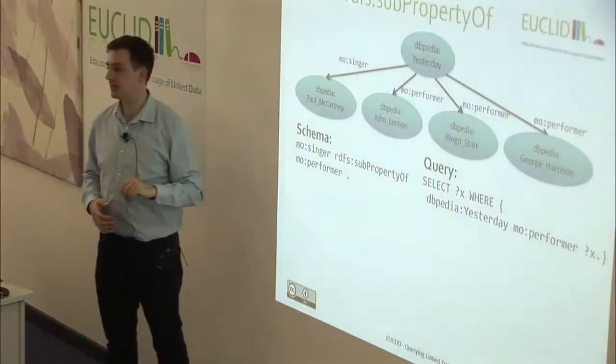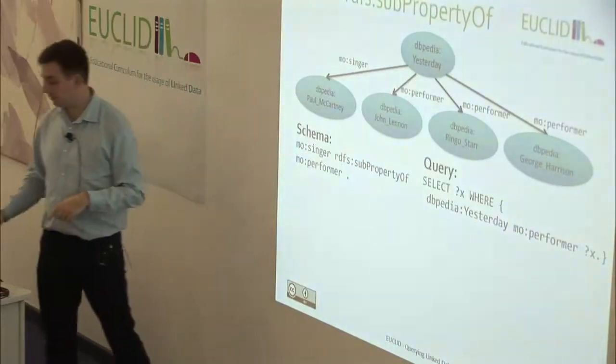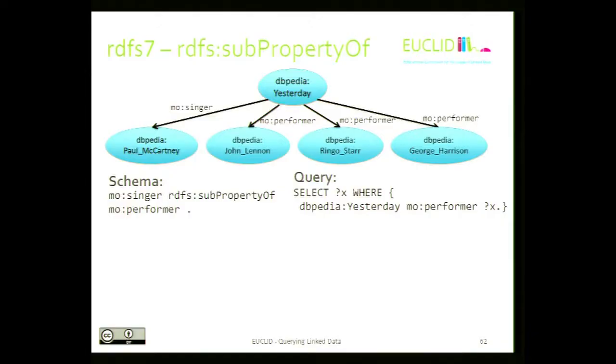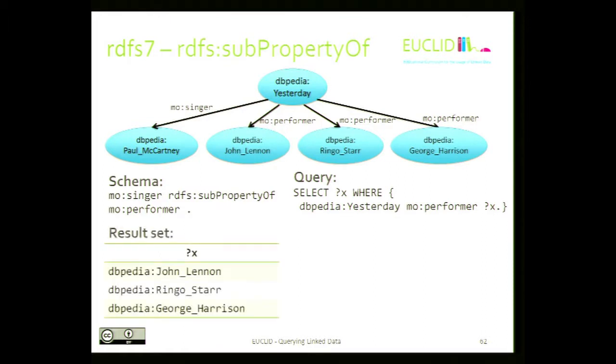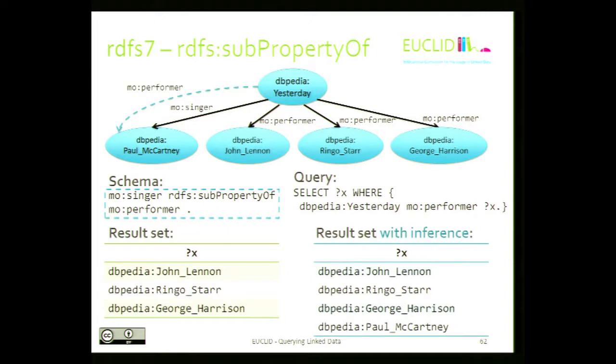But if we had this data, and then we ask who are the performers, well, we've directly asserted that John, Ringo, and George are performers. We haven't asserted that Paul is a performer, but we have asserted that he's a singer. It's not for the band, it's for the release. So Paul was a singer on Yesterday. From that, we infer that Paul was a performer on Yesterday. And when we ask for all of the performers on Yesterday, when we have that entailment, we get Paul as well as John, Ringo, and George.